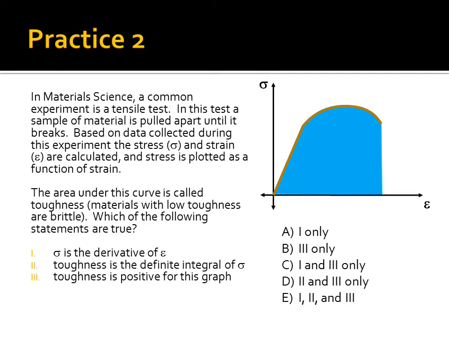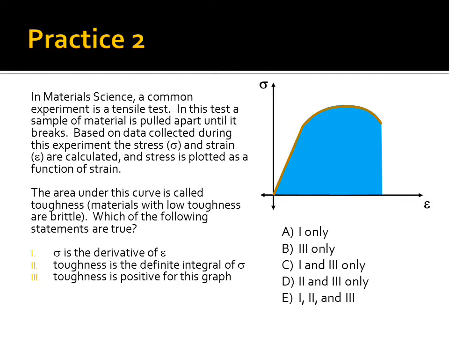Which of the following statements are true? Stress is the derivative of strain. Toughness is the indefinite integral of stress. I completely read statement 2 incorrectly, so let me try this again. Toughness is the definite integral of stress. Toughness is positive for this graph.